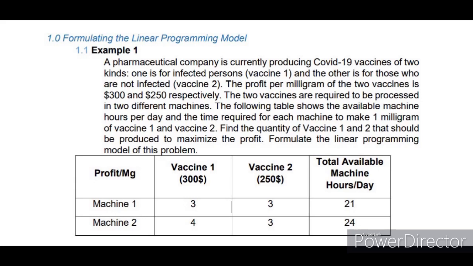The two vaccines are required to be processed in two different machines. The following table shows the available machine hours per day and the time required for each machine to make 1 milligram of vaccine 1 and vaccine 2. Find the quantity of vaccine 1 and 2 that should be produced to maximize the profit. Formulate the linear programming model of this problem.